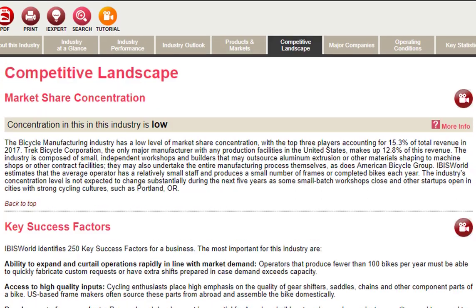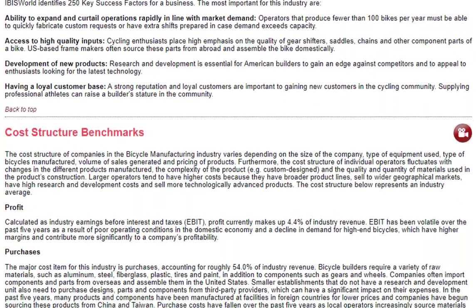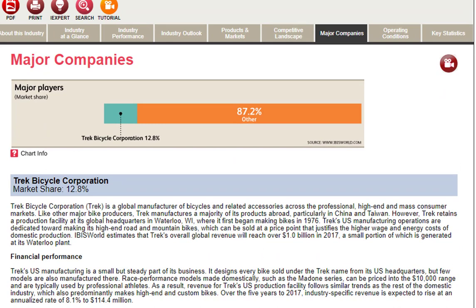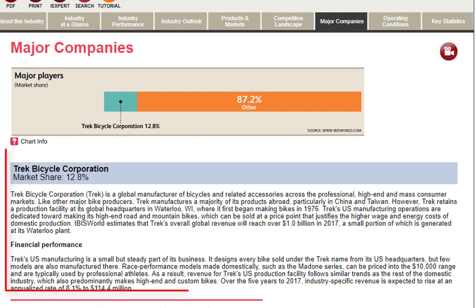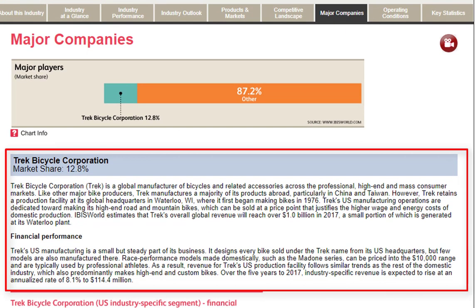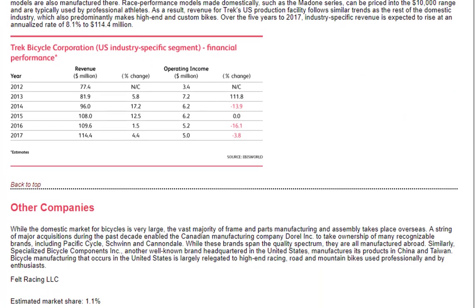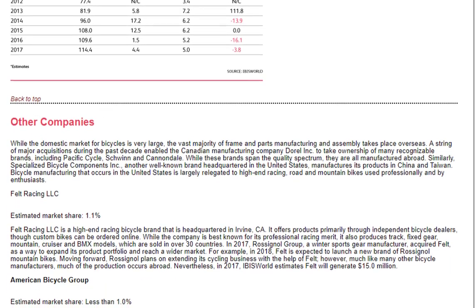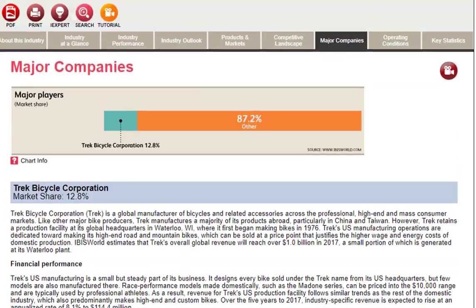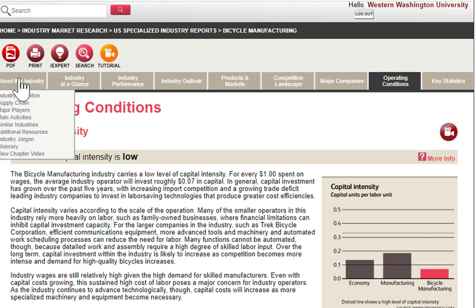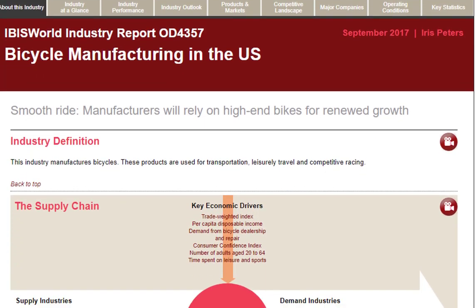Competitive landscape, market share concentration, cost benchmarks. Major companies is where you will find market share of specific companies. You'll see Trek Bicycles 12.8. In order to be considered a major player in a market, you do have to have a market share of somewhere between 4 and 5%. If you scroll down a little bit, you will see some other companies that have a much smaller market share. Overall, these reports are really good and really strong. Something to remember when looking at the industry.